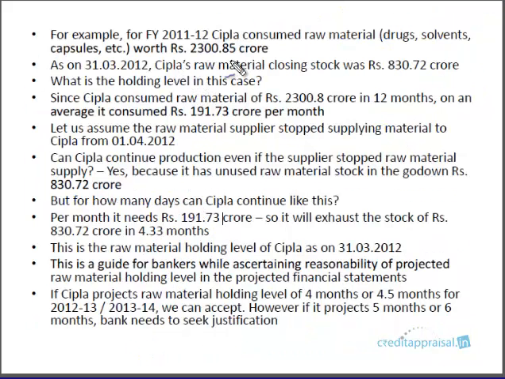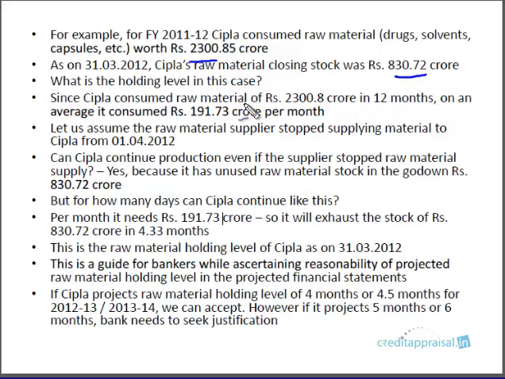So for example, let us take this example of Cipla. Cipla is a major pharma company. In the financial year 2011-12, Cipla consumed raw material. For Cipla, raw materials are drugs, basically drugs and some solvents and capsules. Cipla consumed 2300 crores of raw material in this year. This is the consumption for the whole year 2011-12. Then as on 31st March 2012, the closing stock of raw material for Cipla was 830 crores.